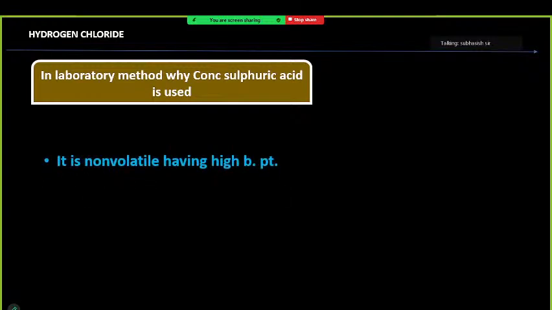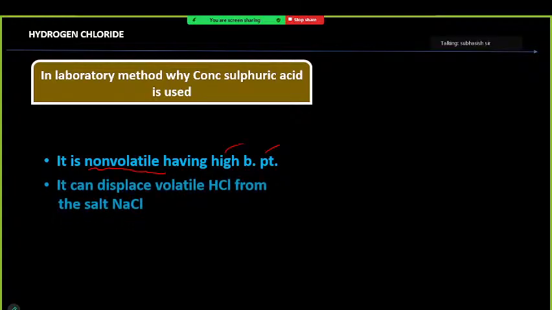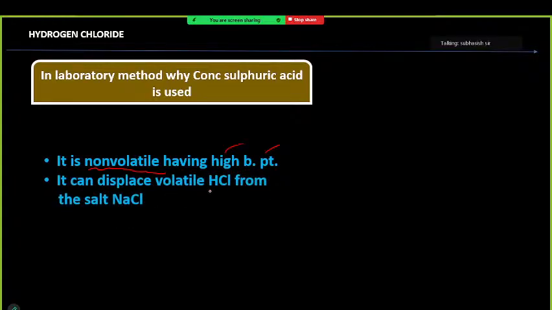Concentrated sulfuric acid is the most non-volatile acid because its boiling point is very high. So concentrated sulfuric acid is generally used, and it can displace the HCl, which is volatile. Sulfuric acid easily displaces hydrochloric acid from sodium chloride. That's why sulfuric acid is used.